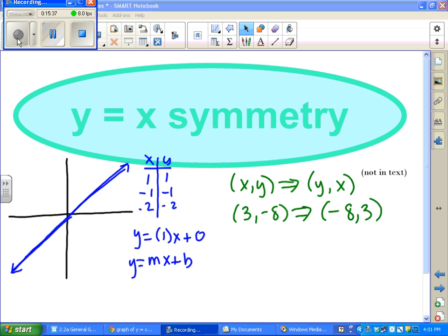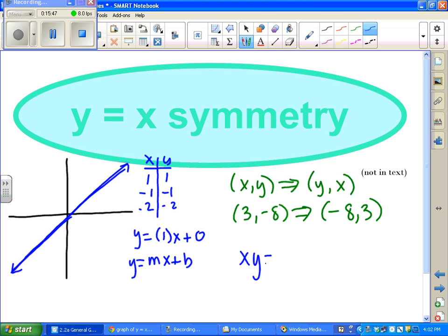Algebraically, how do we test this rule, (x, y), (y, x)? Let's look at xy equals 24. So in order to do this, I'm going to switch the x and the y. Now, if you remember, the commutative property says you can move things around. So if I have the equation xy equals 24, and to test it, what you do is you swap them. So you swap them in the original, and then you simplify.